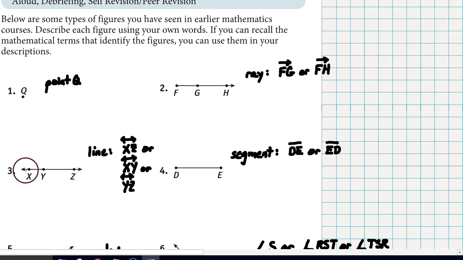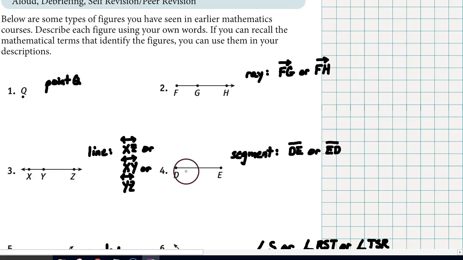Question 3. Here you might describe this as a line with arrows on both ends of the line. The correct geometry word for this is a line. And symbols for this are line XZ. So when you see this symbol above a pair of capital letters, you speak the word line. Or you could call this line XY. Or you could call this line YZ. You could take some of these letters and put them in the opposite order and call it line ZY. So there are many ways to name this line.